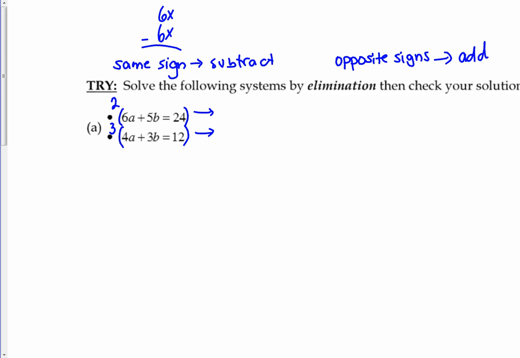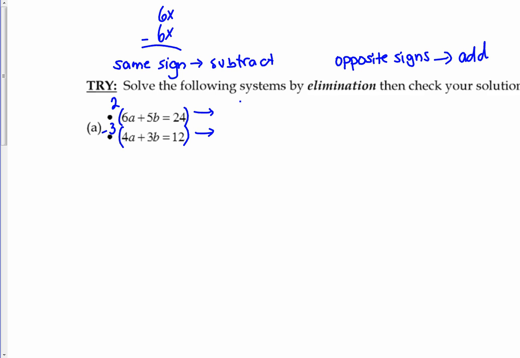Now, if you want to automatically make them opposite signs, what could we do right off the bat? Make one of them a negative. So which one do you want to make negative? The second one? So let's make that a negative 3. Multiply everything by negative 3. Now the signs are automatically going to be opposite, and we could just add. We don't have to worry about subtracting and switching signs later, if that makes sense.